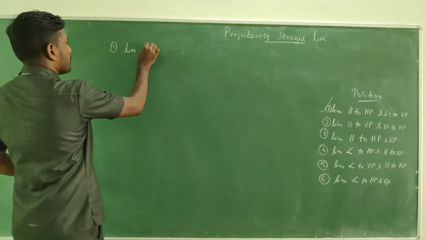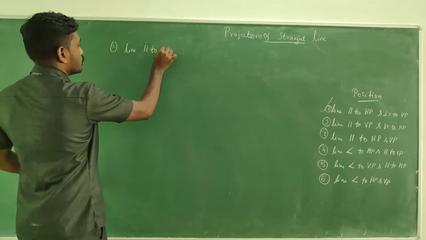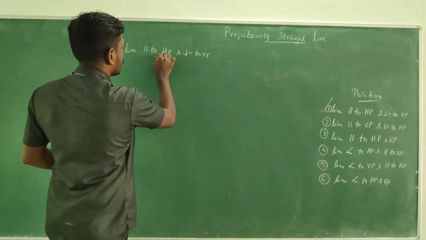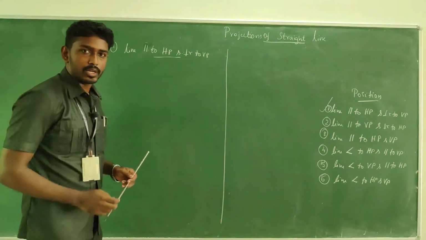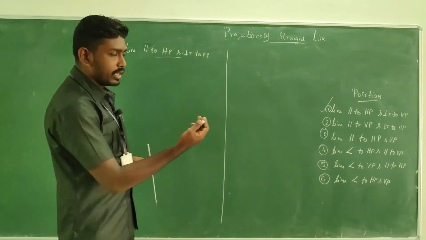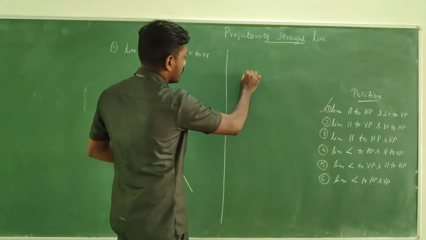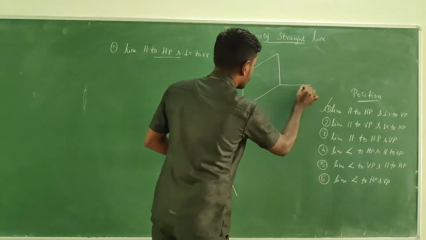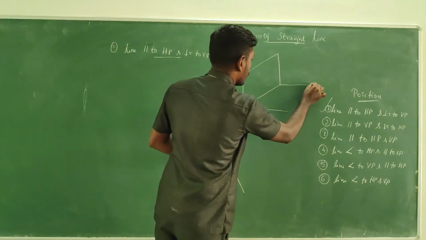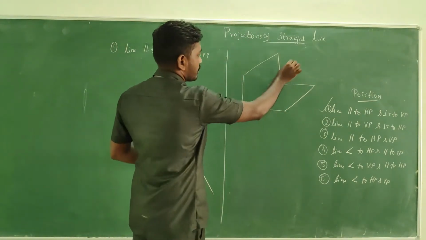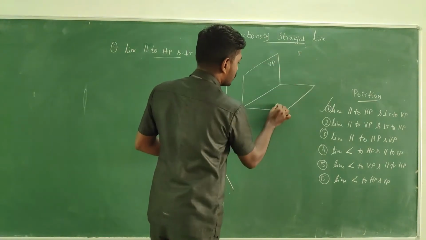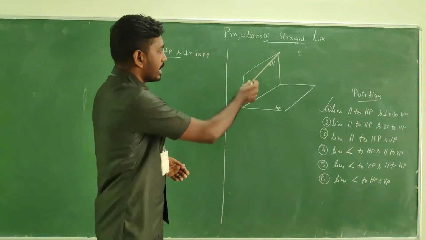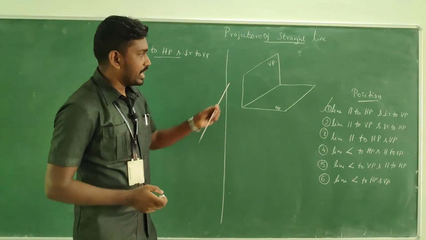Line parallel to HP and perpendicular to VP. So this is the first condition, first position. We are going to keep the line in the first quadrant. This is how the quadrant looks. This is the first quadrant. This will be VP and this will be HP, the vertical plane and the horizontal plane. Here we are going to keep the line object in different positions.